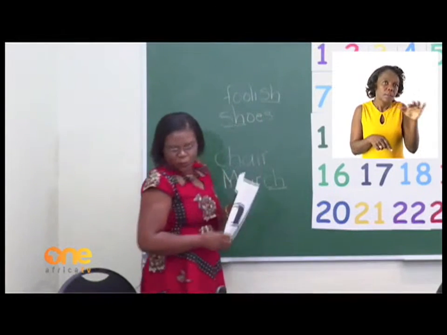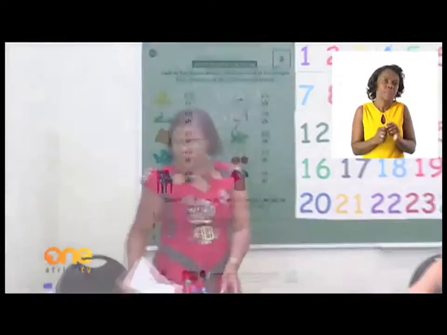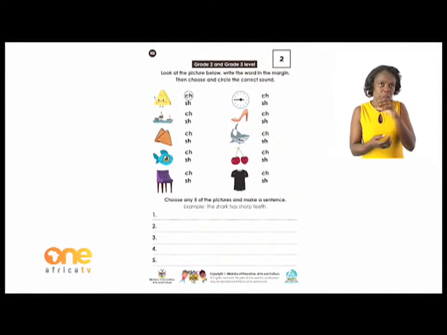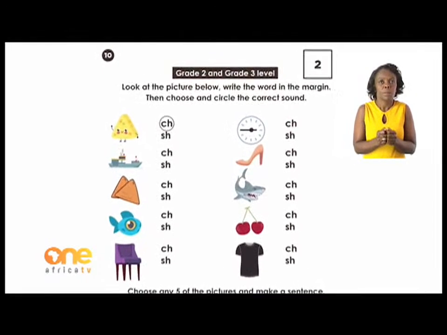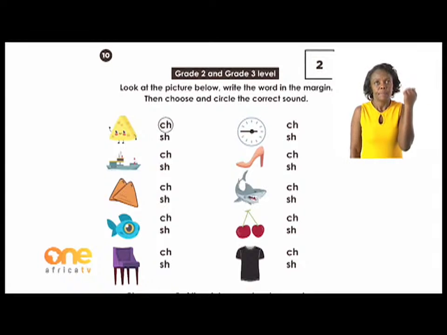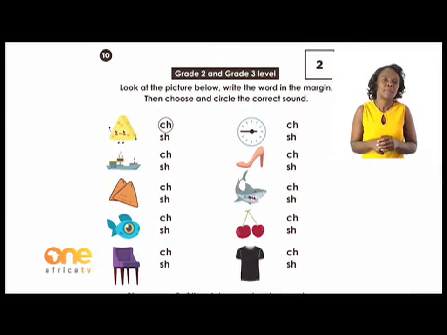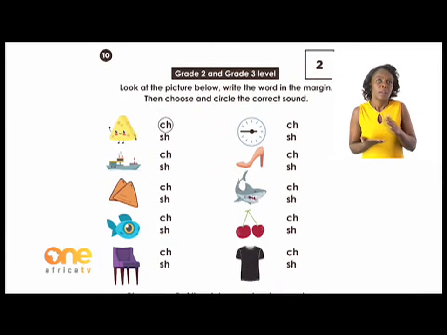So let's go to page 10 together and see the examples that we are given there. Let's do that exercise together. We can see the pictures there. Those pictures have 2 different sounds. Some of them have the ch. Some have the sh. So what I would like you to do is to check the picture. It will give you a clue. What is the name of that picture?